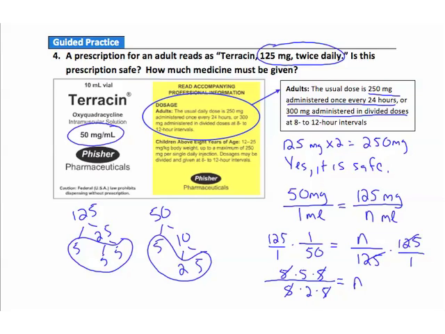Now 5 halves is not going to be a good answer for us. We want to turn this into a mixed number to determine how many milliliters to give. So 5 halves, if we take a look, 2 goes into 5 2 whole times with 1 left over, so n equals 2.5, and that's milliliters. So we would want to administer 2.5 milliliters of this drug to get 125 milligrams in a dose.